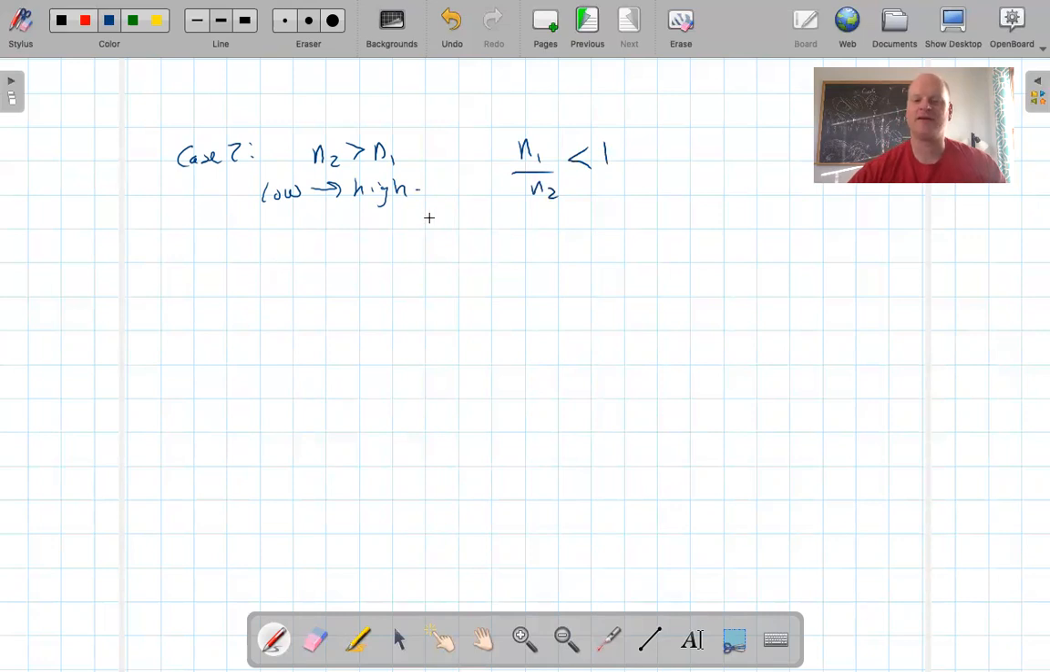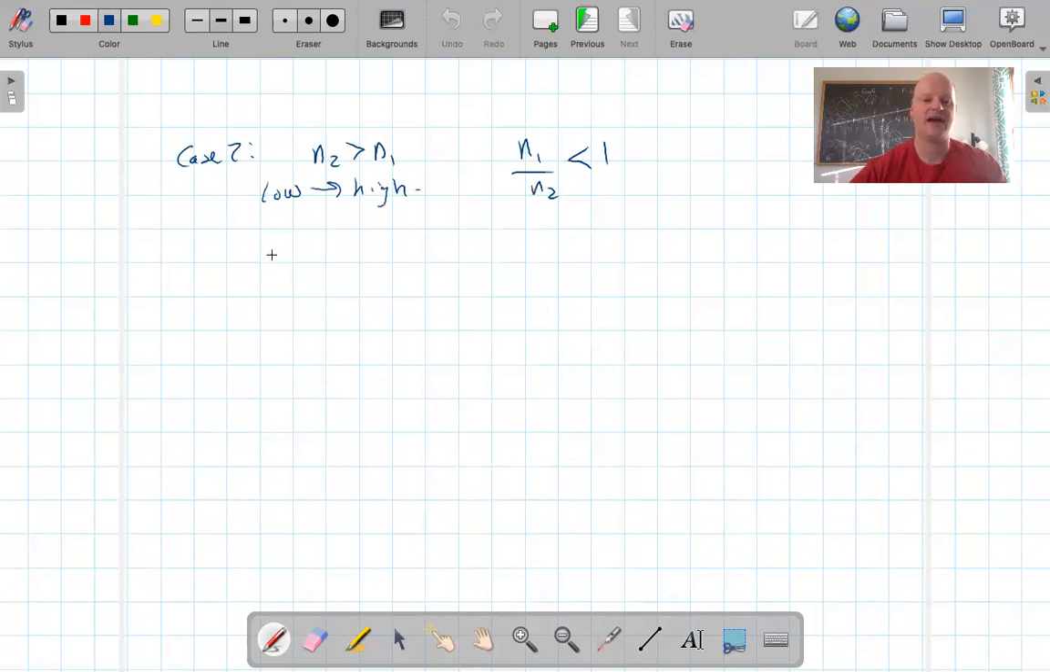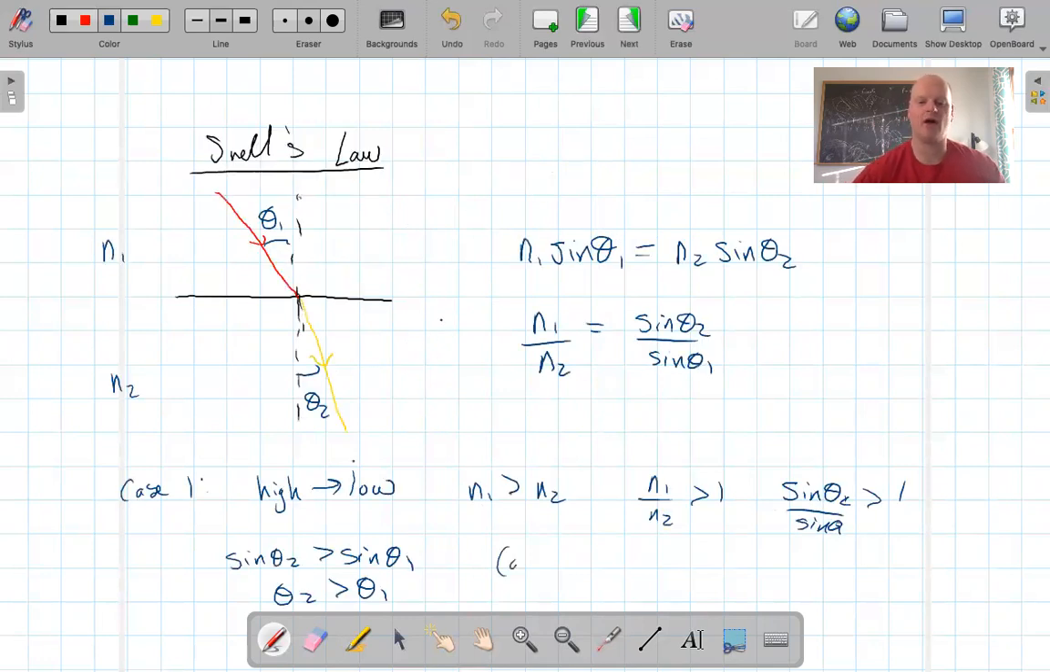Well, for n1 over n2 to be less than 1, I then have to have sine of theta 2 divided by sine of theta 1 also less than 1, which means that sine of theta 2 is less than sine of theta 1, which means that theta 2 must be less than theta 1. So in this case, if I go from a low index of refraction to a high index of refraction, it has to bend towards the normal. So this guy has to bend towards the normal, and in the previous case, this thing had to bend away from the normal.